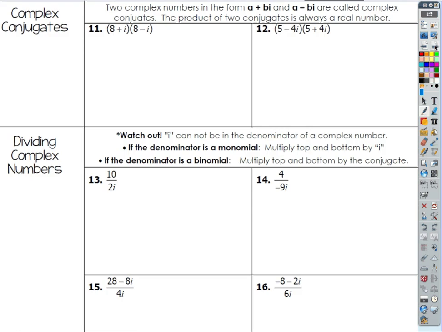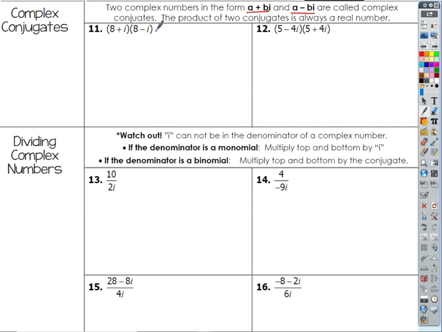Okay, what about complex conjugates? Complex conjugates fit the same pattern, only this time it's A plus BI and A minus BI. So now they're complex numbers, but they fit that conjugate pattern where we're adding in one case and subtracting in the other, right? So let's see what happens when we multiply out complex conjugates. So let's take this example here.